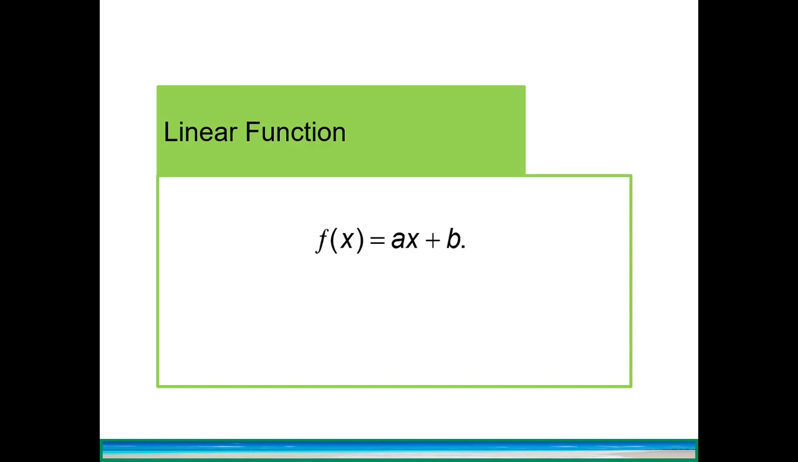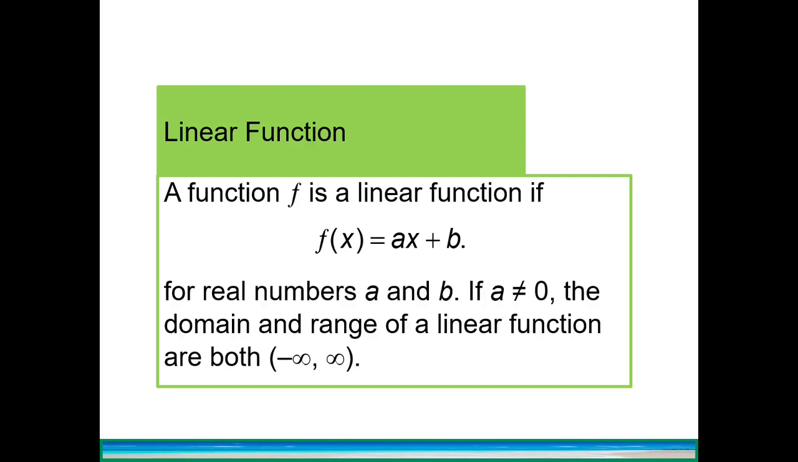The linear form for a function is f of x equals ax plus b. The a represents our slope. The b represents our y-intercept. The domain and range for a linear function is going to be negative infinity to infinity, since a and b can take any real value.